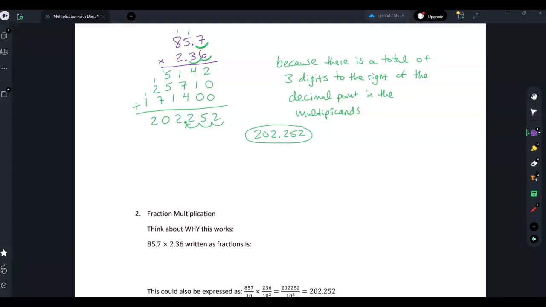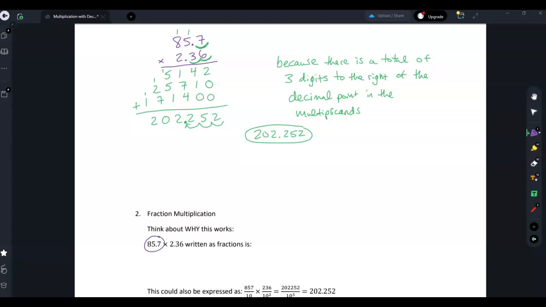So what I'm going to do is the same problem, 85 and 7/10 times 2 and 36 hundredths, but I'm going to do it by basically rewriting both of those numbers as fractions, then do the fraction multiplication. And then once I get my answer as a fraction, then just change it back to a decimal. Since I started as decimals, it would make sense to go back to that.